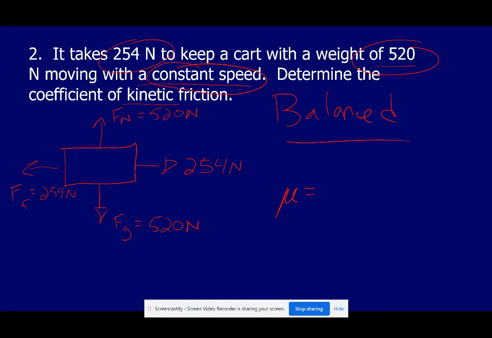I'll take my time, draw a nice mu. It's equal to friction divided by the normal force. And now we have those things. It's 254 newtons divided by 520 newtons. 254 divided by 520 equals 0.49.